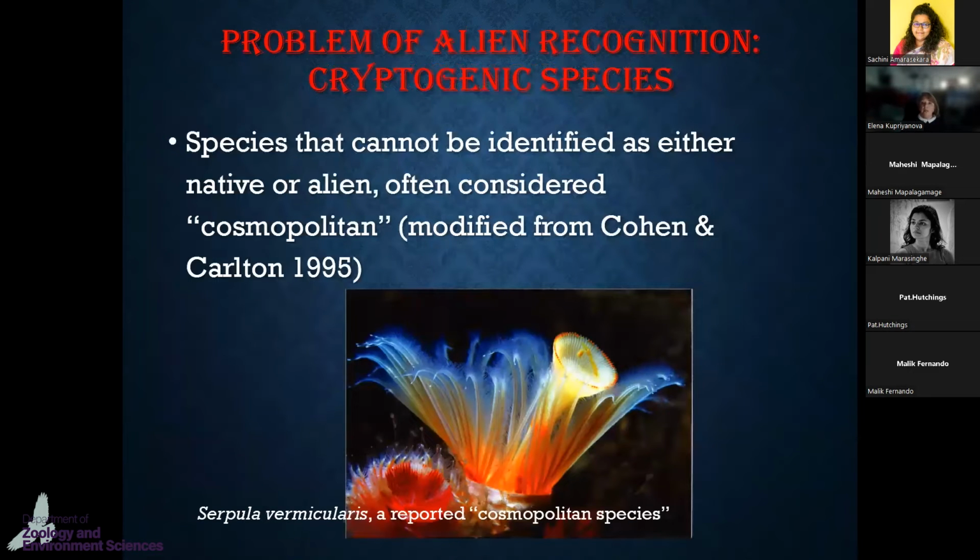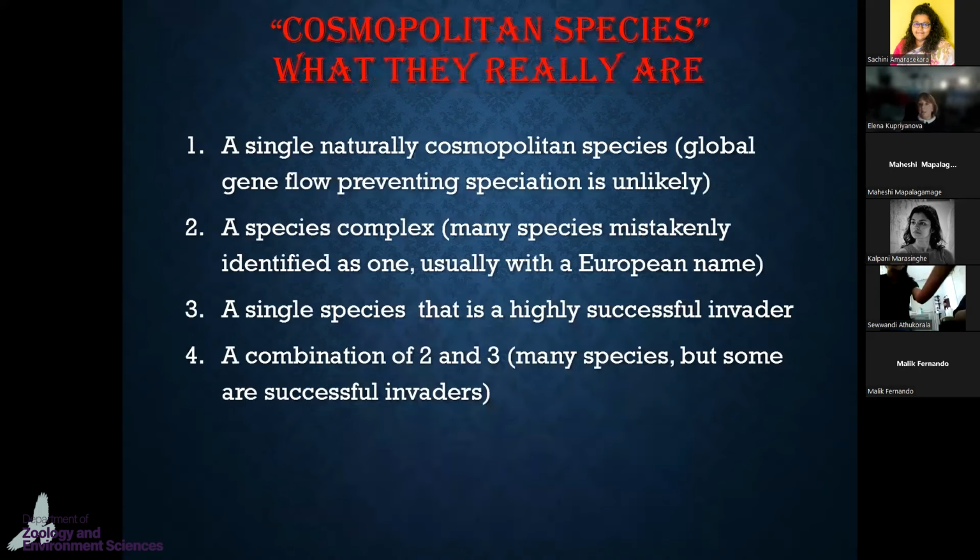Well, another problem of alien recognition is so-called cryptogenic species. These are species that cannot be identified as either native or alien, and they're also considered so-called cosmopolitan species. This is an example of Serpula vermicularis, one of the calcareous tube worms, which was reported as one of those cosmopolitan species. Simply speaking, a cosmopolitan species is one with only one scientific name used for a taxon around the world. How real are cosmopolitan species?